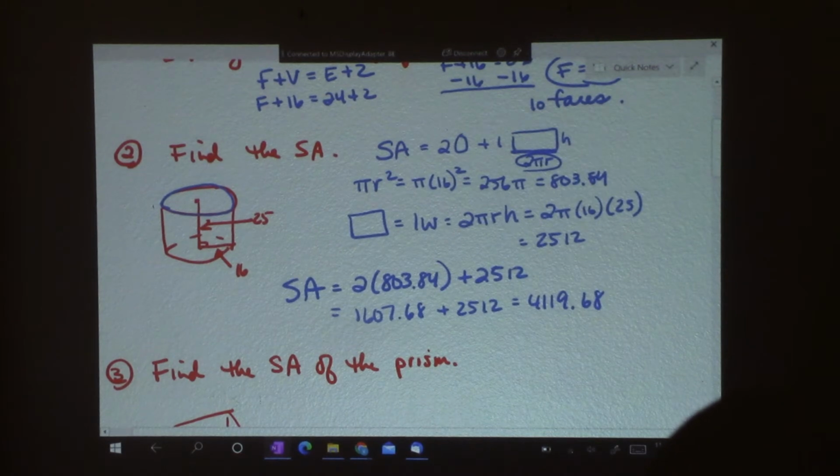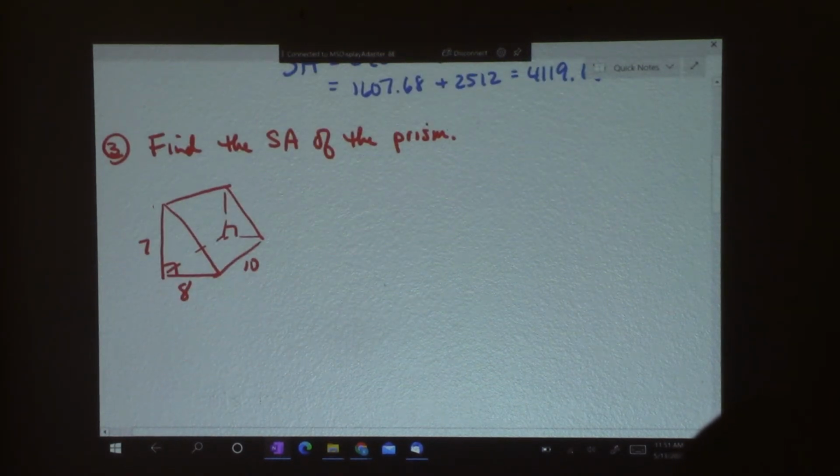Okay, so that's my answer, and did they give us the measurements? It's inches squared, okay? Inches here. And it's squared because it's surface area. Okay, number 3, I have a prism, which is a rectangular prism. So to find the surface area, here's my plan.